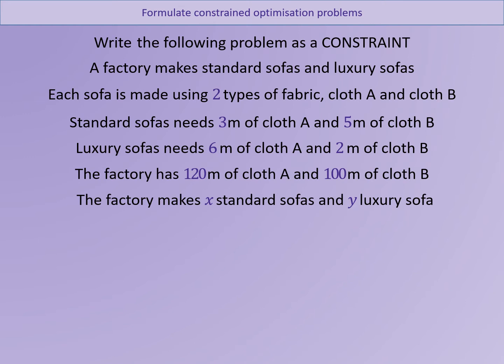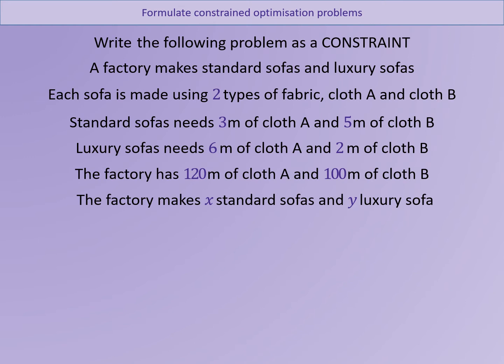So we're now going to look at a constraint involving the amount of cloth available at the factory. The factory is making X standard sofas and Y luxury sofas, and each sofa uses 2 types of fabric, cloth A and cloth B. Standard sofas need 3 meters of cloth A and 5 meters of cloth B, while luxury sofas need 6 meters of cloth A and 2 meters of cloth B. The factory has 120 meters of cloth A and 100 meters of cloth B available.